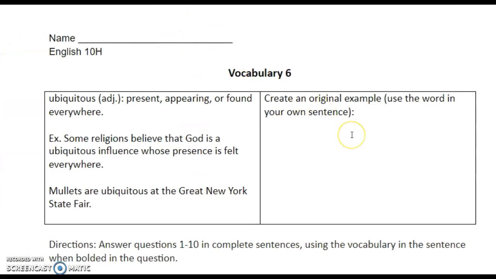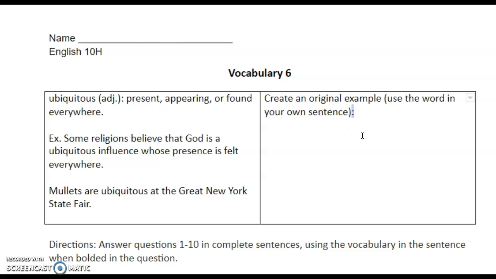Our word for this week is ubiquitous. Ubiquitous means present, appearing, or found everywhere. My examples, the first one is some religions believe God is a ubiquitous influence whose presence is felt everywhere. So a couple synonyms for ubiquitous would be omnipresent, everywhere, so something that's found everywhere. My second example is mullets are ubiquitous at the Great New York State Fair.